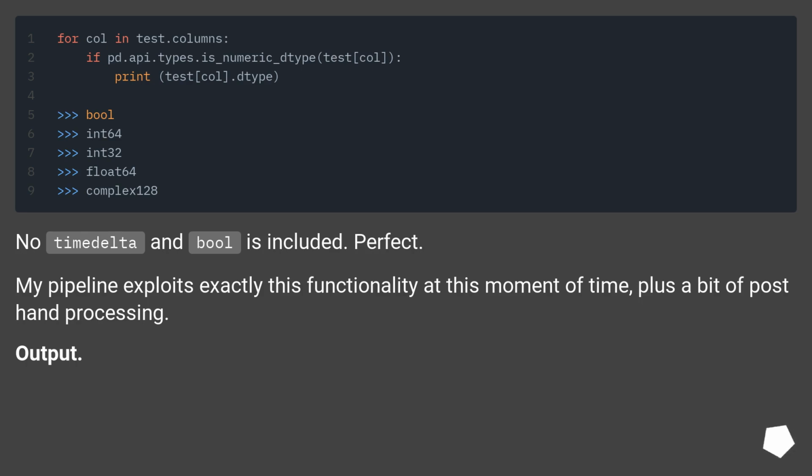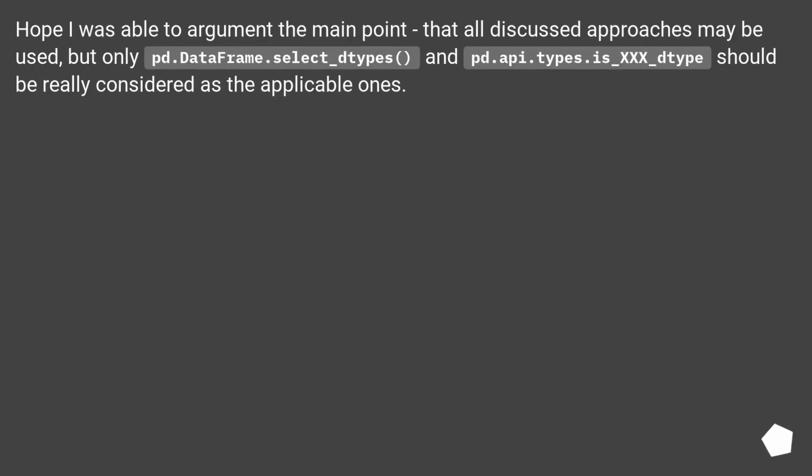Output. Hope I was able to argue the main point, that all discussed approaches may be used, but only pd.DataFrame.select_dtypes and pd.api.types.is_numeric_dtype should really be considered as the applicable ones.